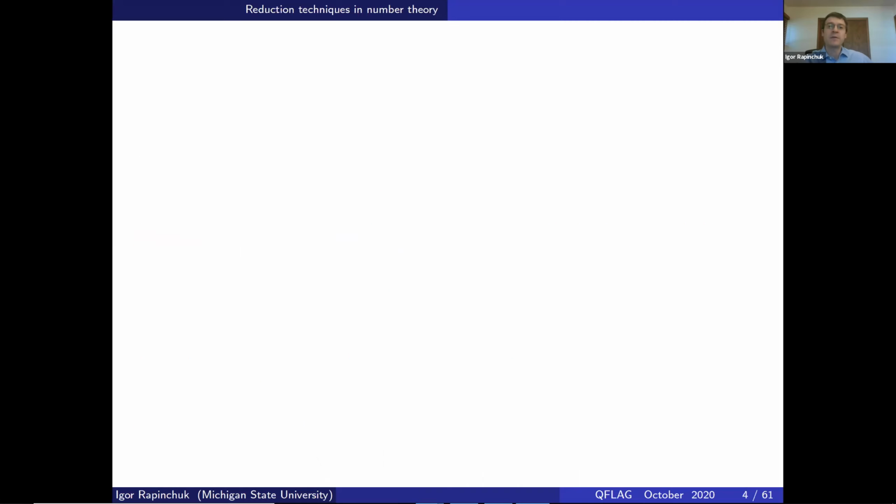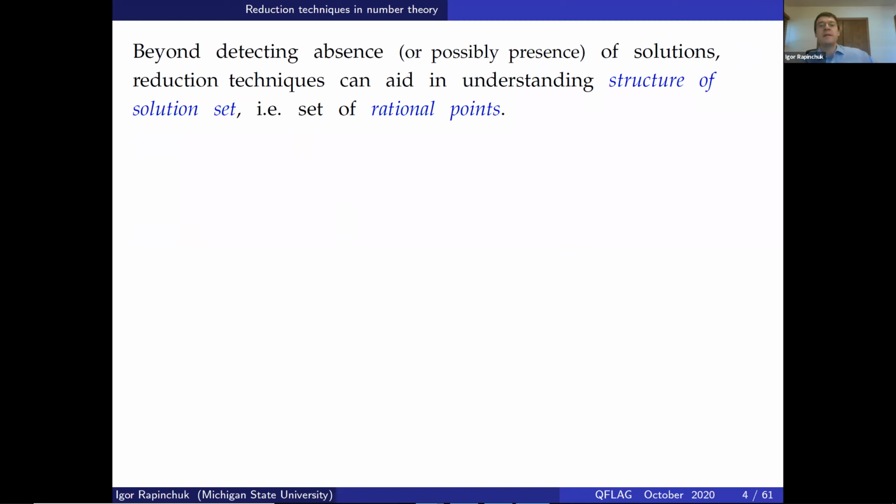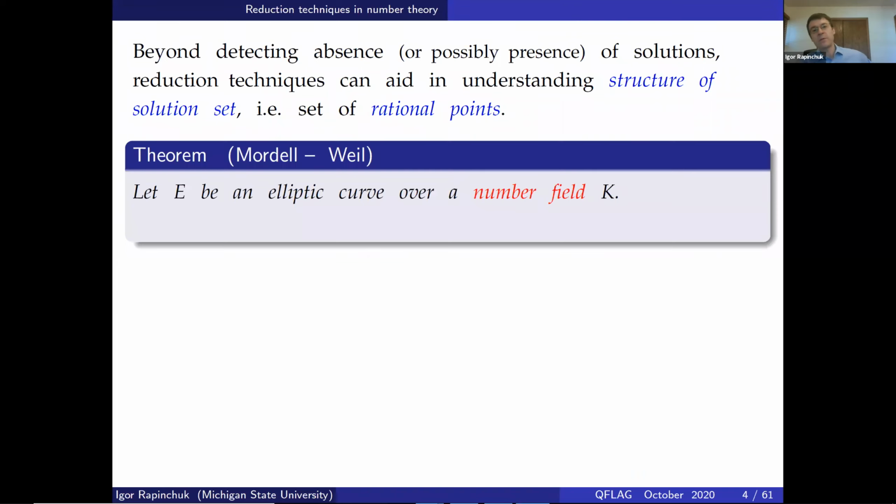But the point is that in the 20th century, it was realized that beyond detecting the absence and sometimes also the presence of solutions, reduction techniques can also be used to understand the structure of the solution set, or in other words, the set of rational points of the corresponding algebraic variety. And historically, one of the first and certainly one of the most telling examples of this occurred in the arithmetic theory of elliptic curves, specifically in the Mordell-Weil theorem. So recall that according to this result, if we have an elliptic curve E over a number field K, then the group of K-rational points of E is a finitely generated abelian group.